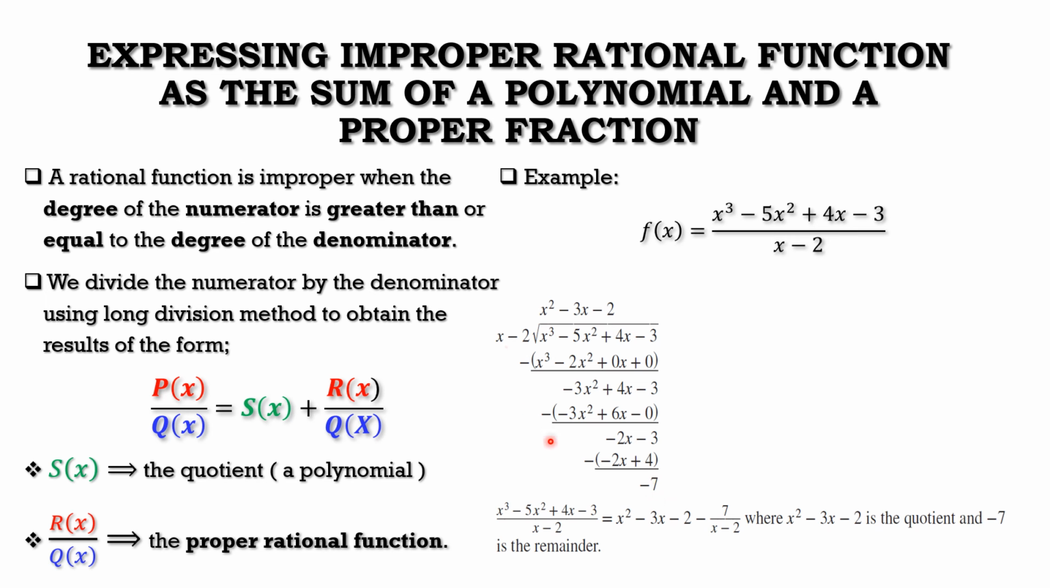So now we can rewrite this particular rational function as the quotient. And what is the quotient? x squared minus 3x minus 2, plus the remainder, that is minus 7, divided by the divisor, that is x minus 2. So as such, we've been able to express this particular rational function as a sum of a polynomial, which is the quotient, and a proper rational function. So this one is a proper rational function.